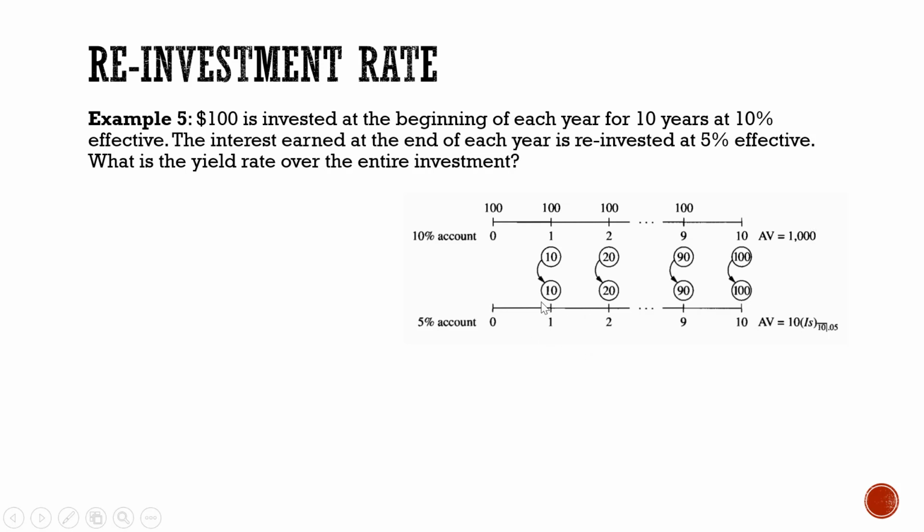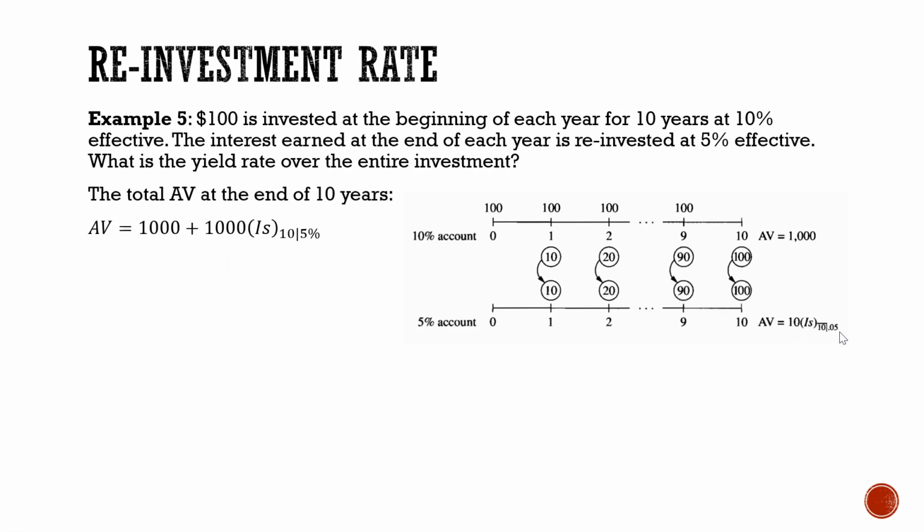At time 1, we deposit $10. At time 2, we deposit $20. And similarly, at time 9, we deposit $90. At time 10, we deposit $100. So this is basically an increasing annuity. So the accumulated value of the second account is 10 (Is)_10 at the rate 0.05.